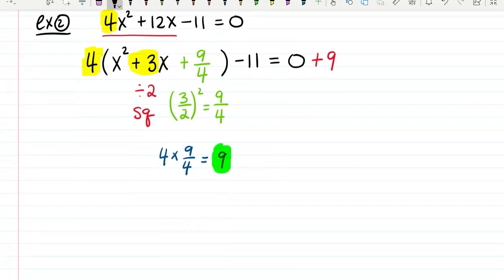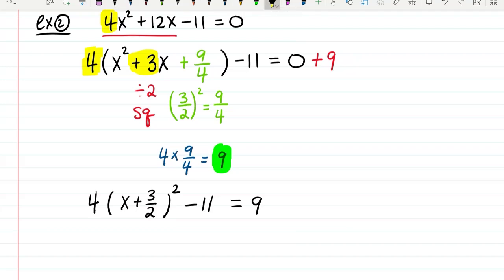So 4 brackets. So if you factor the inside of this bracket, it will be x plus 3 over 2 squared. So now we have perfect square form. Minus 11 is equal to 9. So I'm going to leave the left side of the equation just this part. In order to do that, we're going to add 11 to both sides to get rid of these two terms. These are gone.